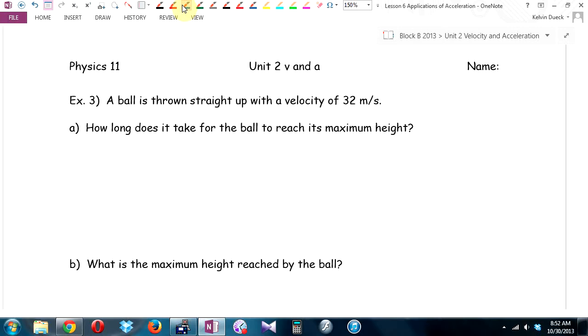Example 3A, or next page over, is it? Not turn the page, next page over? Okay. A ball is thrown straight up with a velocity of 32 meters per second.